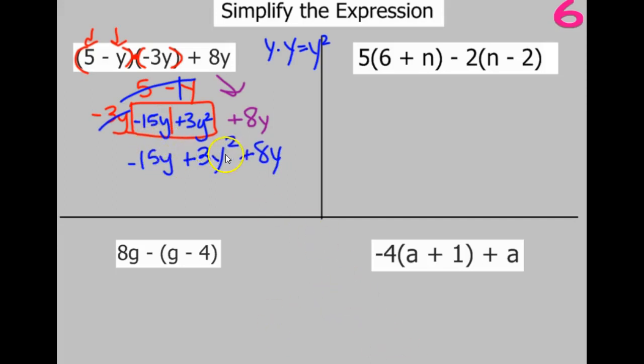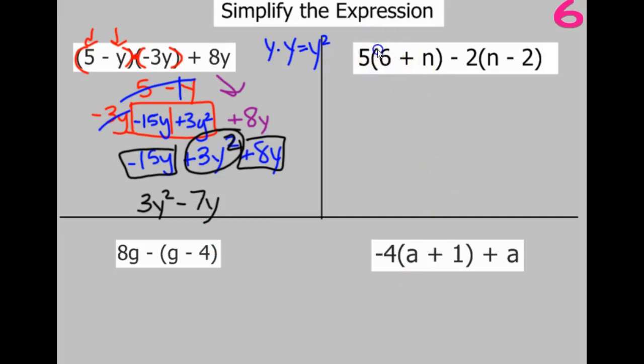Our like terms here, this is not a like term. There's only one term with a squared, so 3y squared. And then we have just our regular old y's. Negative 15 plus 8. There's more negatives. There's 7 more negatives, so negative 7y.